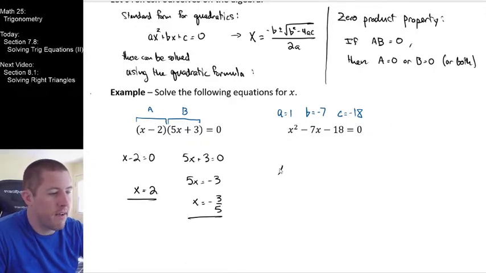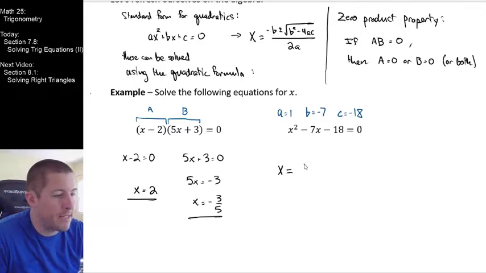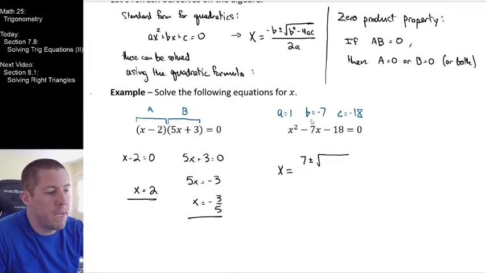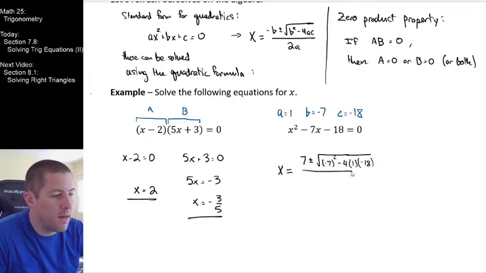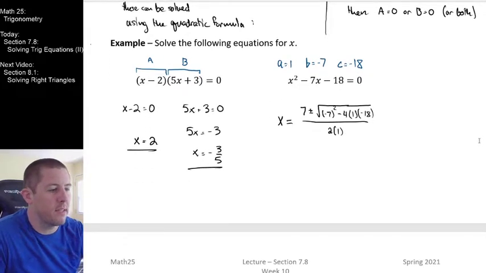We are going to get the fact that x is going to be equal to the negative of b. And notice that b is -7. I kept the negative on there. So the negative of -7 is going to be +7 plus or minus the square root of b squared. That's going to be -7 squared minus 4 times a times c. That's what's underneath the square root, all divided by 2 times our a term, which is just 2 times 1. So let's go ahead and simplify this and see what we end up with.